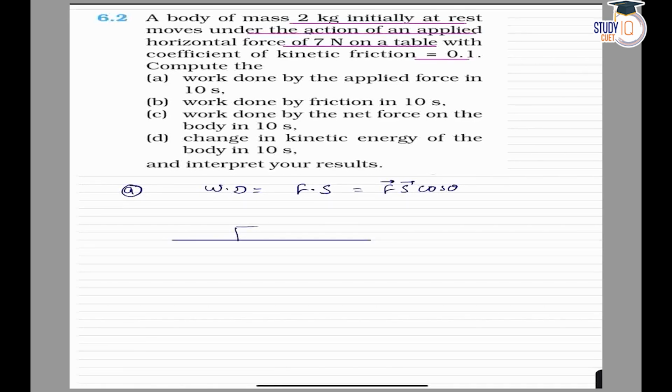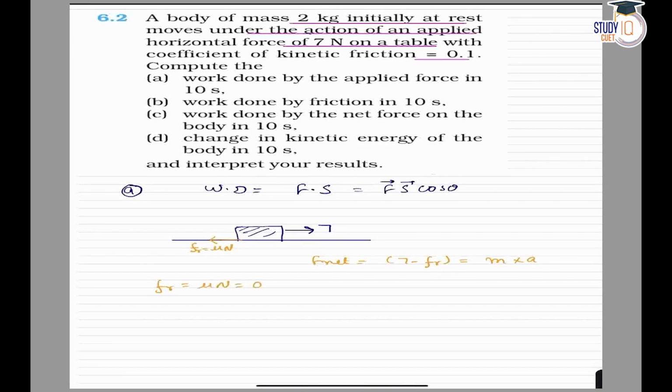A block is placed on the table and a horizontal force equal to 7 Newton is applied. Due to the frictional force on this surface, a frictional force will also act, and the value of this frictional force is equal to mu into N. So the net force can be written as F net equal to M into A. Net force is 7 minus friction, and this is also mass into acceleration. By putting the value of friction, we can find the acceleration of the given block. Now friction is equal to mu into N.